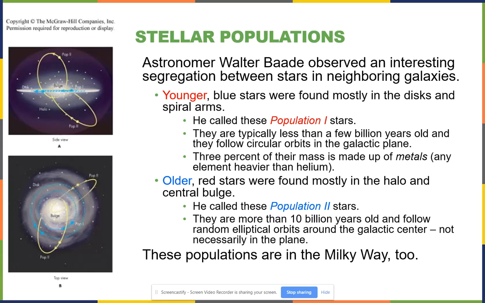Now, I said old or young, right, for population 1 and population 2. There is a more classical definition than old and young. And that classical definition is the population 2 stars are primarily hydrogen and helium. Very little of the, quote, metals. Remember, to an astronomer, a metal is anything that's larger than helium. Whereas the population 1 stars have a higher percentage of metals.